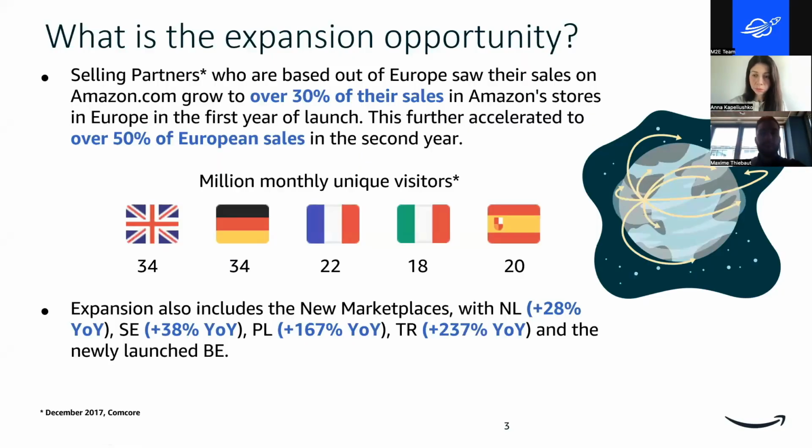As you can see here, what is expansion at Amazon? I'm just speaking about one example, a company outside of Europe. When they started to launch on Amazon, they saw their sales grow over 30% in the first year and 50% in the second year. So their overall turnover in their company grew, and even more if they expanded directly at the beginning to the new marketplaces: Netherlands, Sweden, Poland, Turkey, and now Belgium.